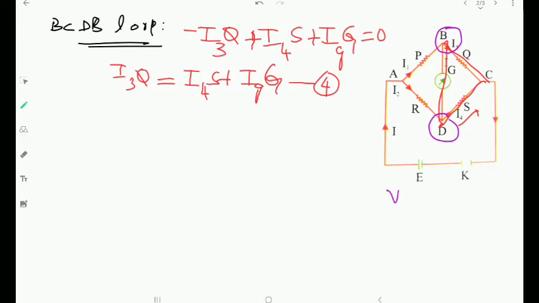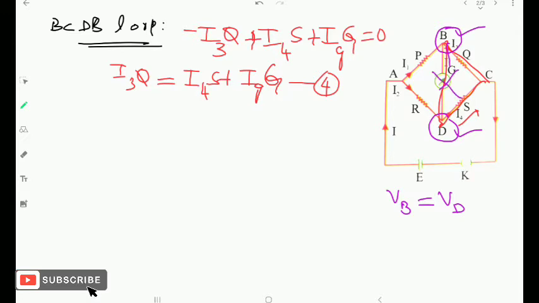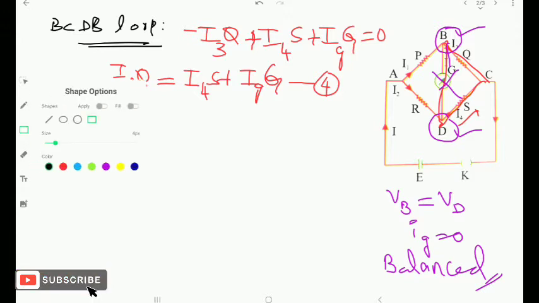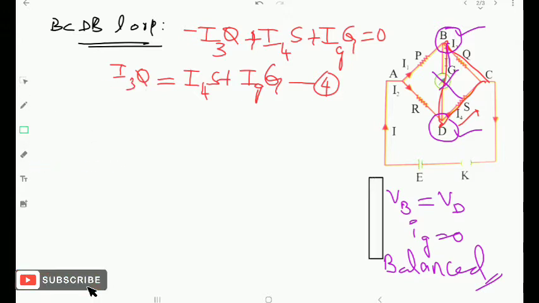Here the very important condition is the potential drop across junction B and junction D. If it is the same, VB equals VD, meaning the potential at point B is the same as the potential at point D, then no current passes through the galvanometer, that is, IG equal to 0. Then the Wheatstone bridge is said to be balanced. So the balanced condition of the Wheatstone bridge is IG equal to 0, the current through the galvanometer is 0.